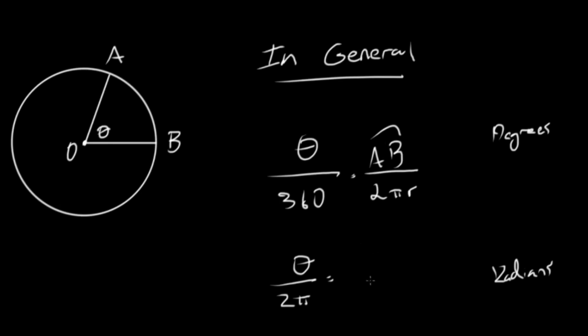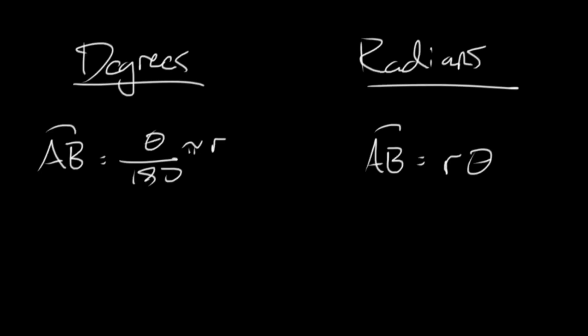All right, so the same thing down here. This is going to be 2 pi r, and this is going to be AB. Cool. So manipulating these, the two formulas are, for degrees, theta over 180 times pi r, and for radians, just r theta. So the one on the right is a little bit nicer, but it just depends on the units that you're working with.